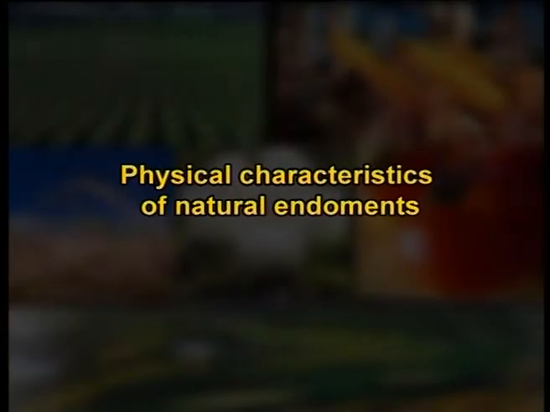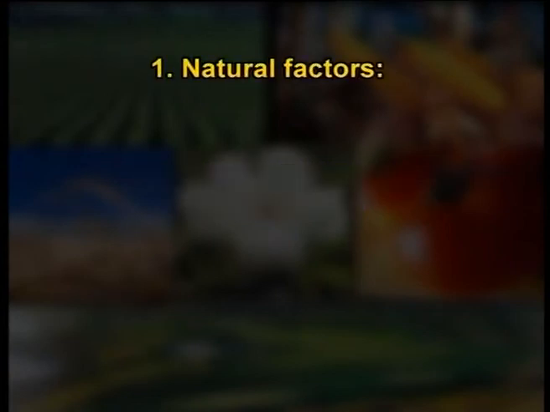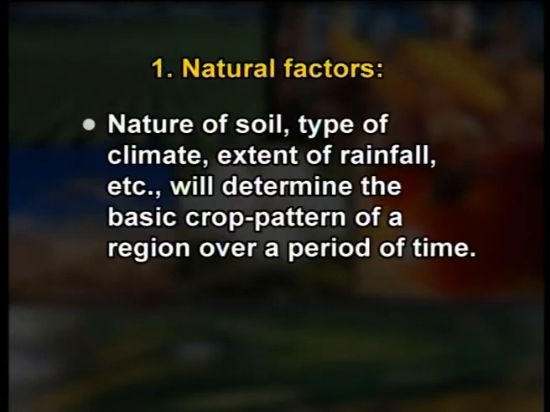Physical characteristics or natural endowments of a region are the most important factors determining its cropping pattern. Some of the important reasons are natural factors. Nature of soil, type of climate, extent of rainfall, etc. will determine the basic cropping pattern of a region over a period of time.